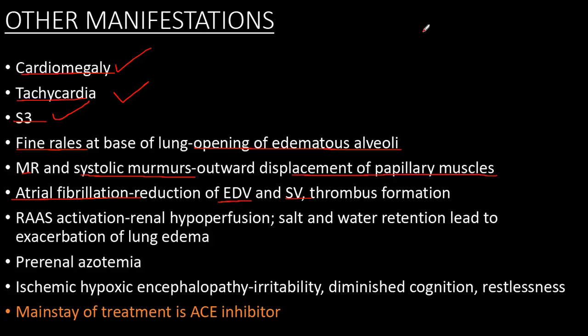the stroke volume. Why? Remember, in the cardiac cycle, in the ventricular filling phase, we have two phases, a passive phase and an active phase. Now, when we have atrial fibrillation, the active phase is lost, and this will reduce the end diastolic volume and the stroke volume. Also, atrial fibrillation and chamber dilation lead to stasis, hence thrombus formation. Remember, from Virchow's triad, abnormal blood flow was one of the contributing factors for the formation of a thrombus.